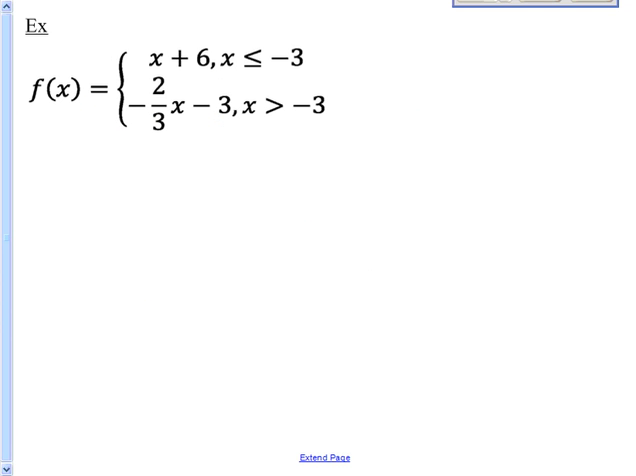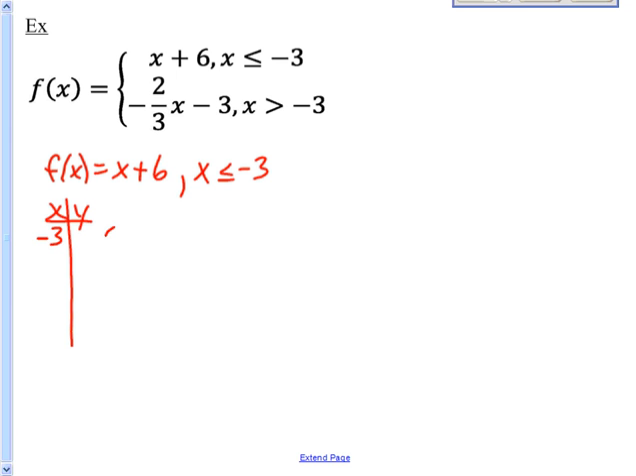Okay, let's do another one here. F of x equals x plus 6, only when x is less than or equal to negative 3. So I'm going to start with negative 3, and this is going to be closed, or equal to, and then I'm going to pick values less than or equal to. I'm going to plug them in one by one.